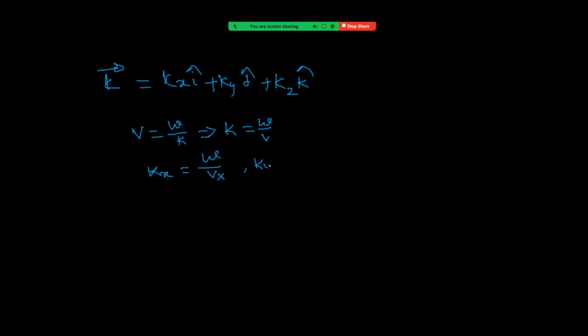Okay. Ky equals omega by vy and kz equals omega by vz. So in our problem, vx is given as v1, vy is given as v2, vz is given as v3. And in the place of i cap, j cap, k cap, they have taken ex cap, ey cap, ez cap. Okay, so just put these values in. So the question is very simple, right? Let us go for the next problem.